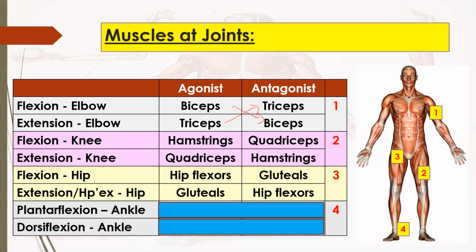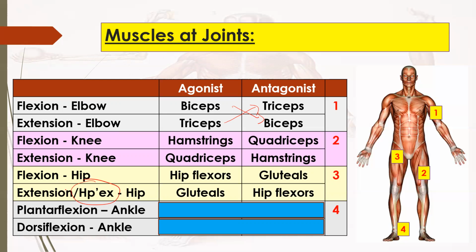Crucially, what we've added in here is this idea of hyperextension at the hip as well. Extension brings it back down towards 180 degrees. If you then pull that leg back further, as if you're preparing to kick a football, that's hyperextension. Same agonist and antagonist for extension and hyperextension at the hip.